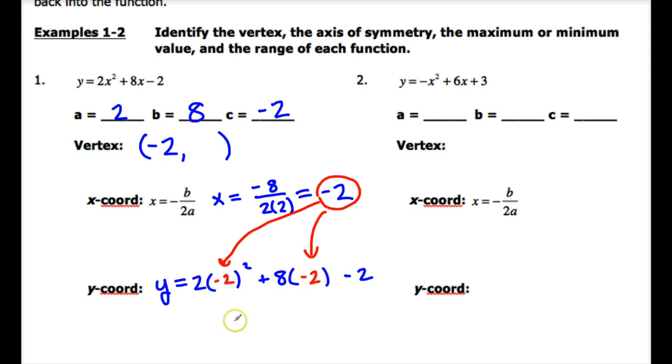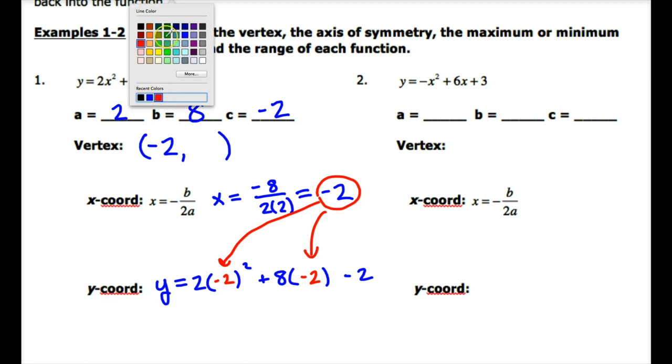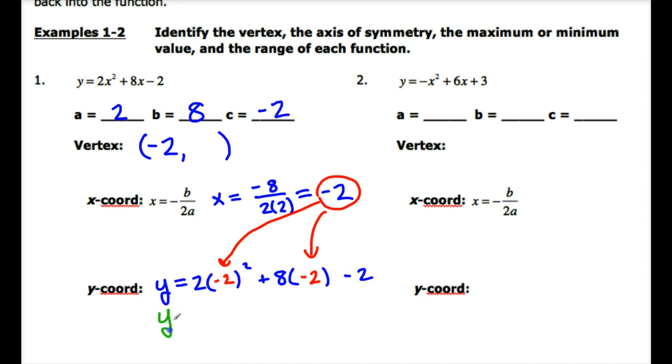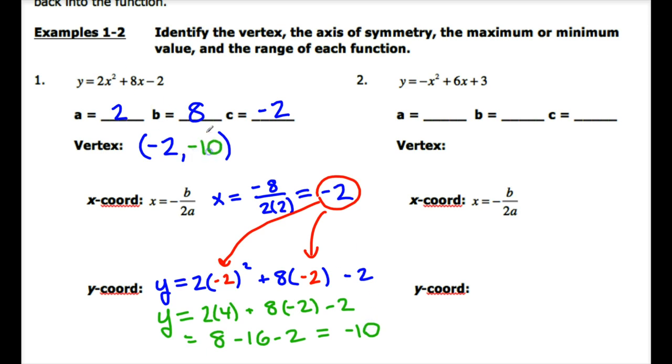On a test, if you're graphing, you want to, again, be sure you can do that without a graphing calculator. So make sure you can find your x and y values without using your graphing calculator. Make sure you can do order of operations as well. Negative 2 squared is 4, so this would give us 2 times 4 plus 8 times negative 2 minus 2, which would be 8 minus 16 minus 2, which gives us negative 10. So that tells you that your vertex is located at negative 2, negative 10.